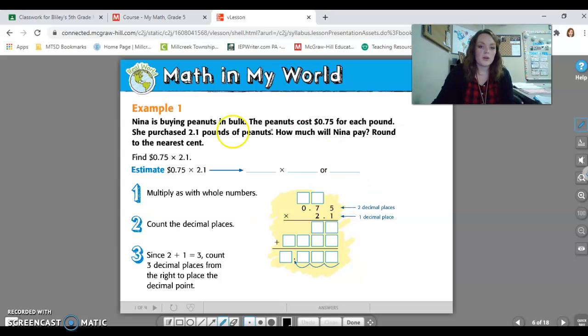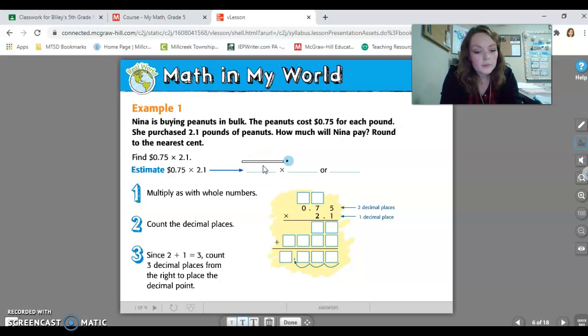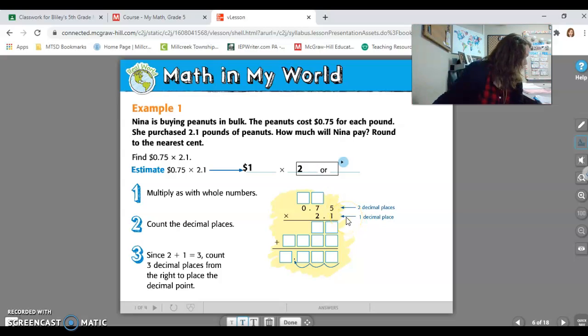So the first thing we're going to do is estimate to give us a reasonable answer when we are checking our answer at the end. So 75 cents is closest to 0 cents or $1. $1, right? So we have $1 and 2.1 is closer to 2 or 3. It's closest to 2, or $2.